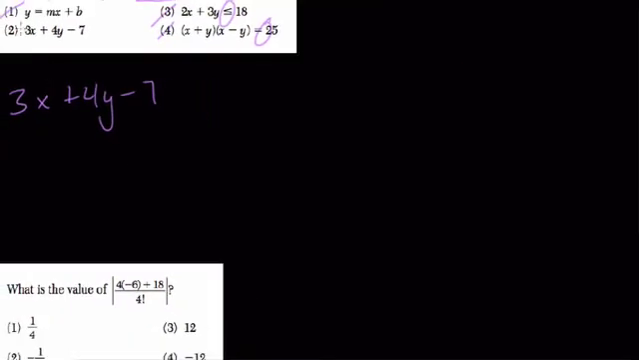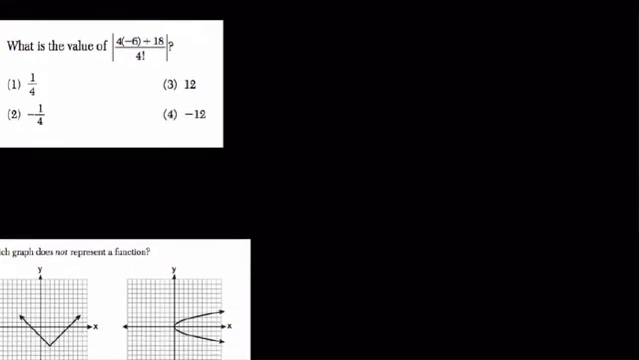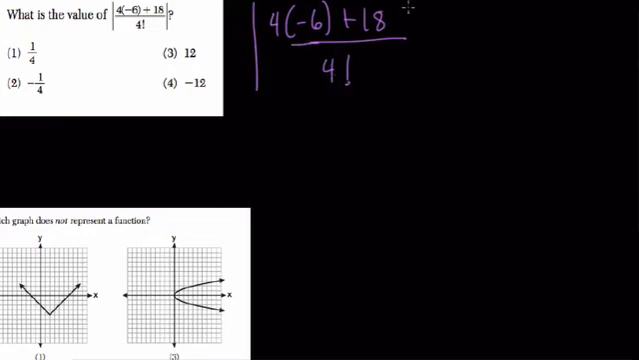So that's an expression. Here our answer is choice 2. Let's keep going. What is the value of, and I'll write this out, the absolute value of 4 times -6 plus 18 over 4 factorial? Okay, well, 4 times -6 is -24 plus 18. What's that? Well, that's just -6, right? And we have -6 over 4 factorial.